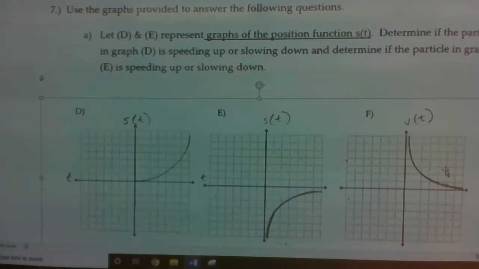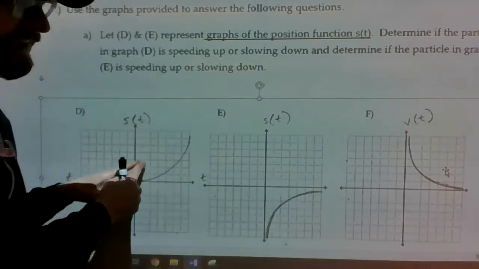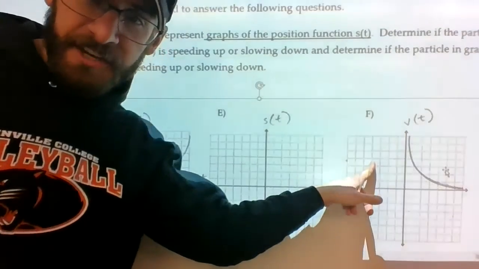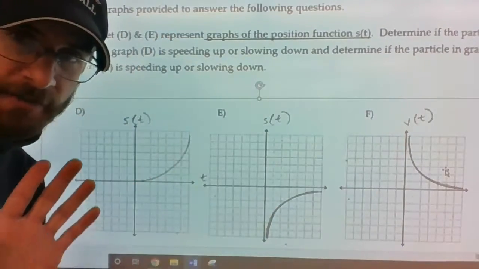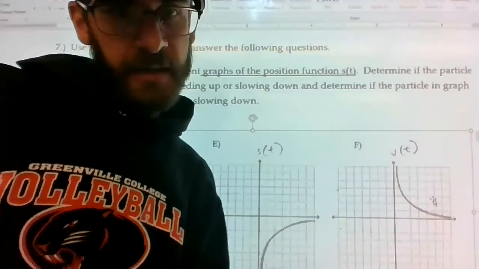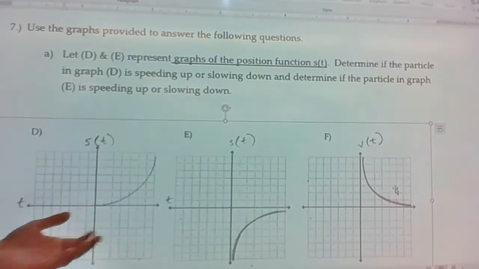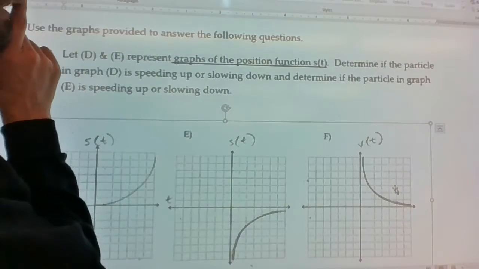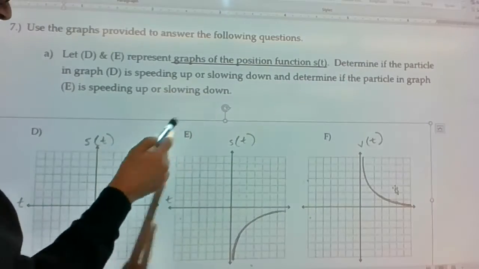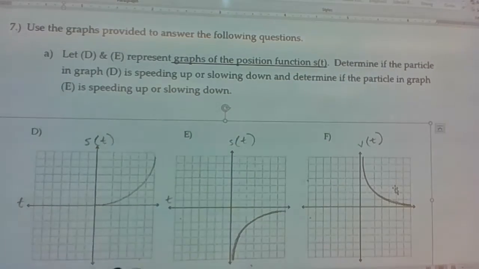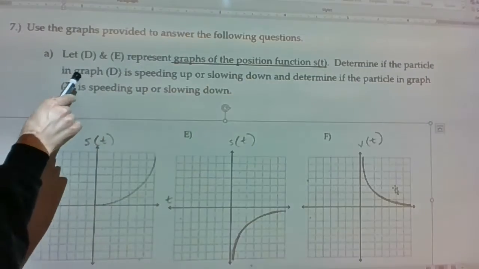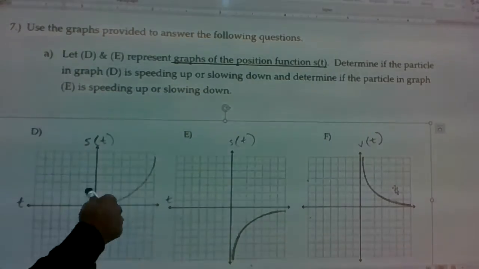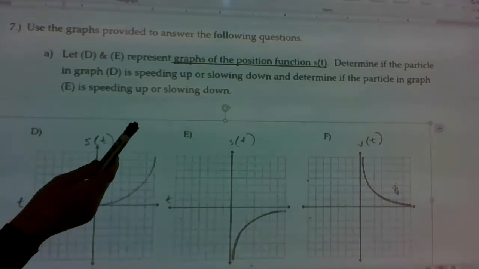So we're given graphs. This is the graph of a position function. This is the graph of a completely different position function. This is the graph of a velocity function. None of these are related to one another, so don't get the wrong idea about it. So number 7 says, let D and E, I just said that. So these are position functions. Determine if the particle in graph D is speeding up or slowing down. Then determine if the particle in graph E is speeding up or slowing down.